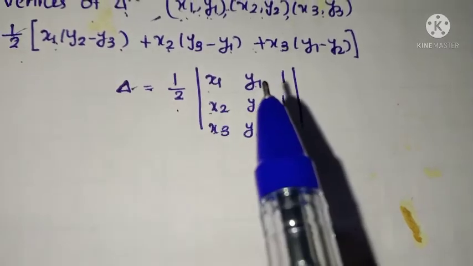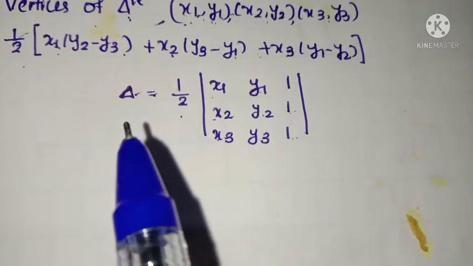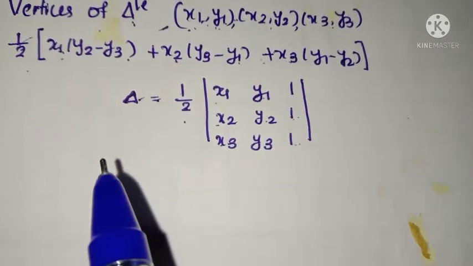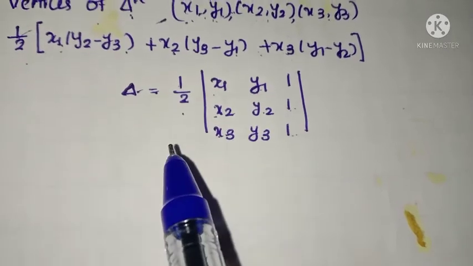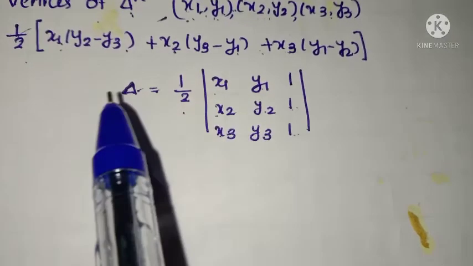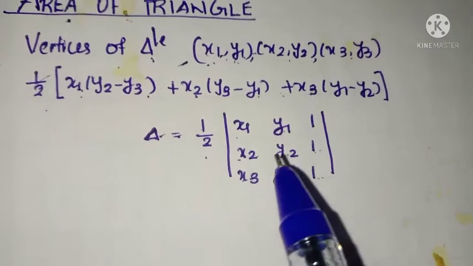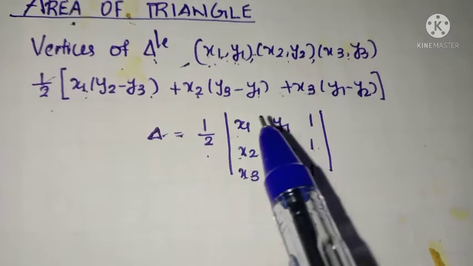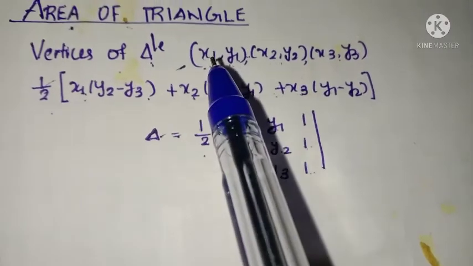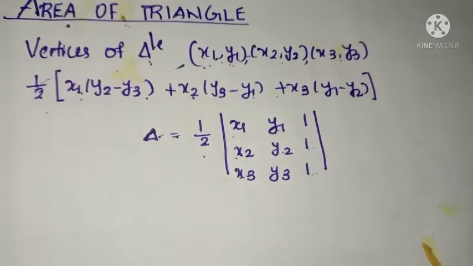Suppose three collinear points are given. Collinear points means points lie on the same line. Then no triangle is formed and therefore the area is equal to 0. Anyway, learn by heart the formula to obtain the area of a triangle using determinants when its vertices are given.